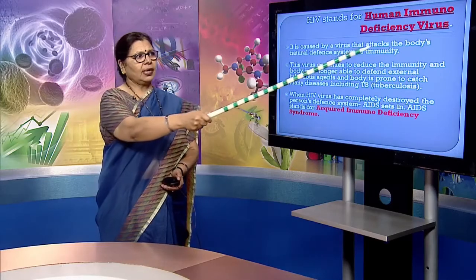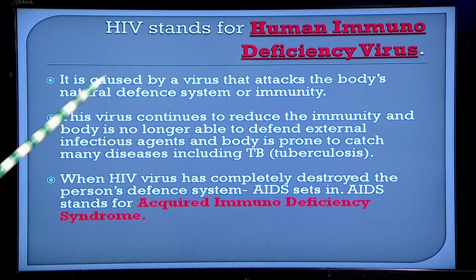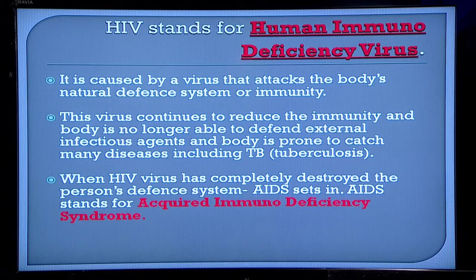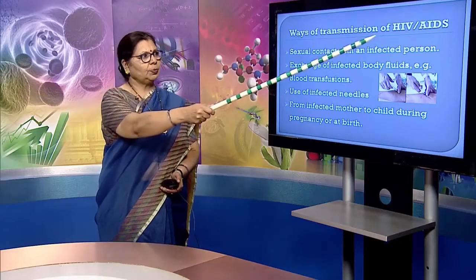It is caused by the virus that attacks the body's natural defense system or immunity. That means when immunity is very, very low, then only it can attack and further reduce the immunity to a negligible level. How is it spread?